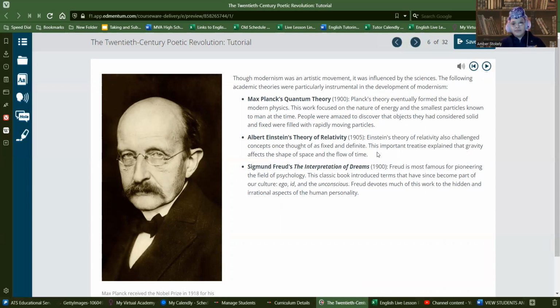underneath our thoughts. And then also the ego, which is our sense of self, what we consider ourselves to be, and the id, which is our human baseline instincts. And then it says here, Freud devotes most of his work to the hidden and irrational aspects of the human personality. So the things that we can't see beneath the surface of our thoughts, like I said earlier. So these things also influenced modernism. Changing the way that people think about things often changes the way that they make art.